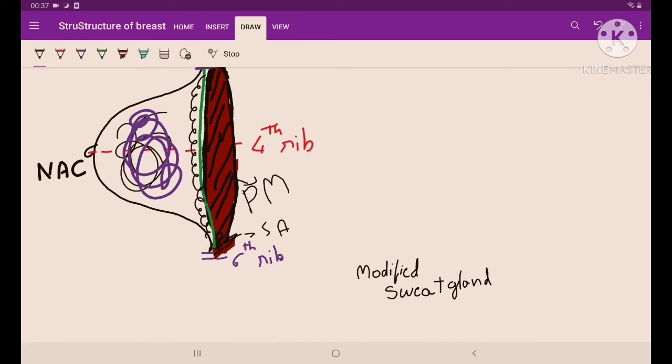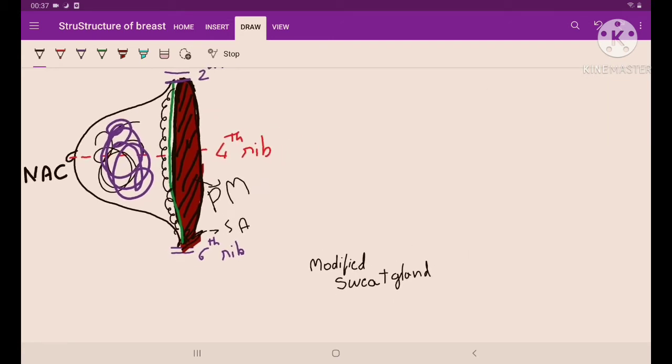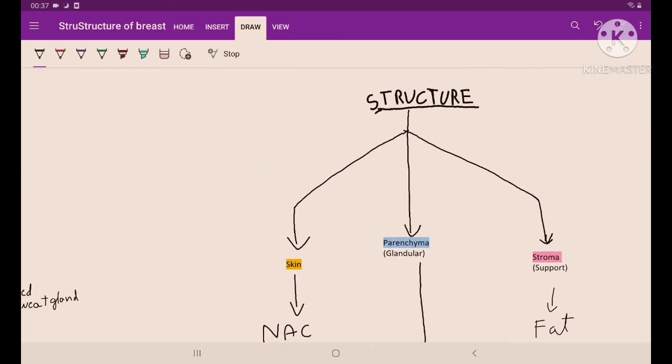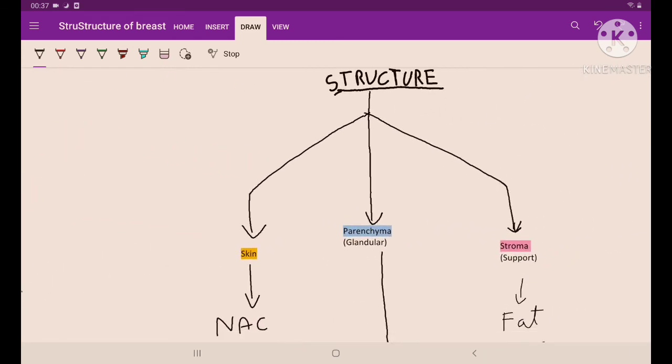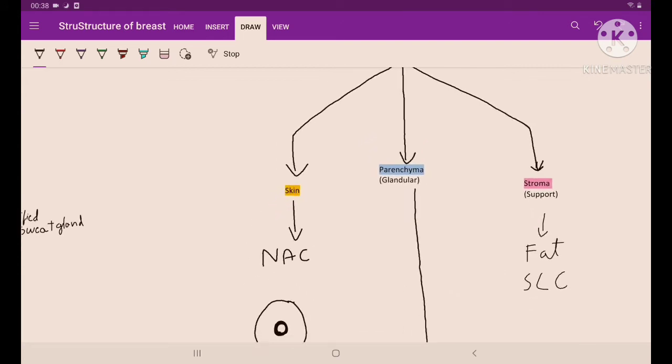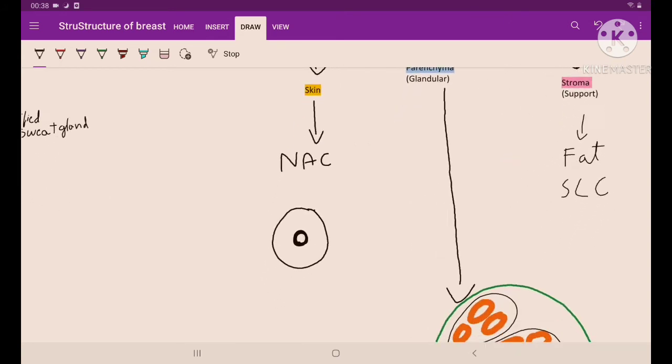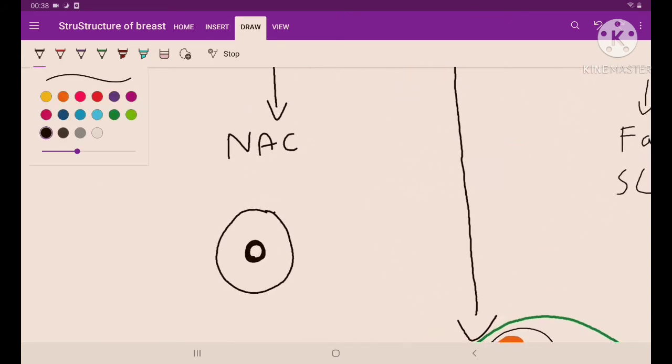Let's continue. The breast is a modified sweat gland. That is usually asked as a fact more than for its clinical importance. Okay, let's get to the structure. The structure of the breast can be divided into three headings mainly: the skin, parenchyma, and stroma. The skin, mainly the breast is covered by the skin. The important part here is the nipple areolar complex.